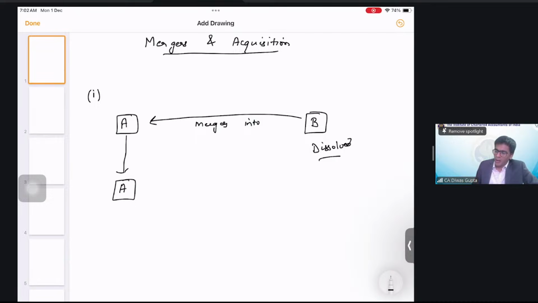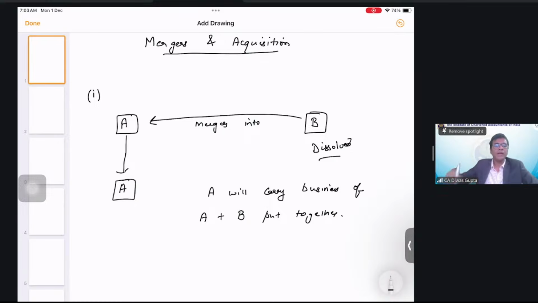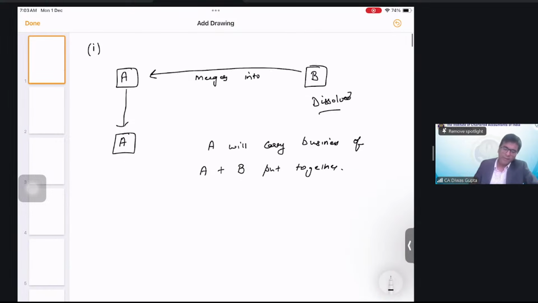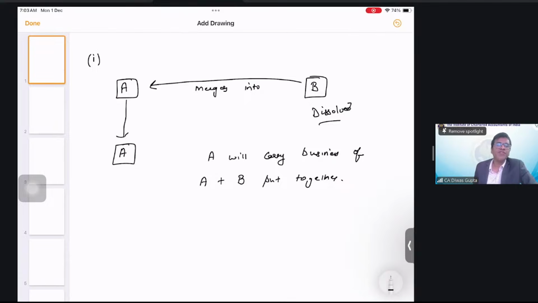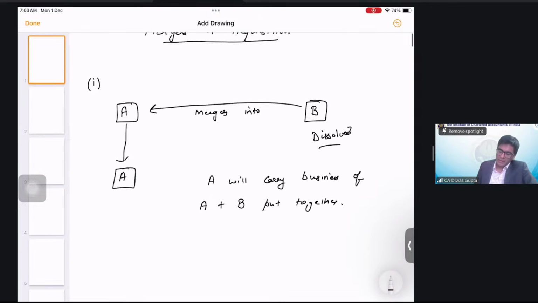So only A will remain as A, and A will carry the business of A plus B put together. Clear? So A will carry the business of A plus B put together. So this is the first form of a merger and acquisition. Clear, students?